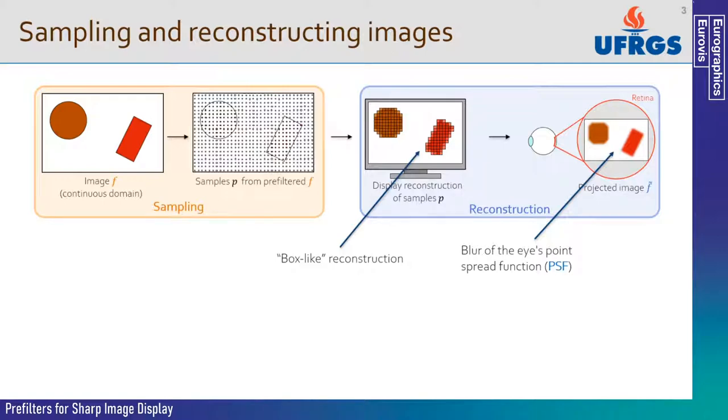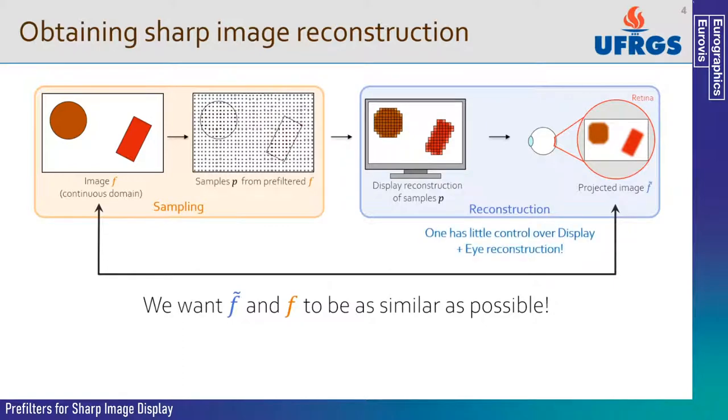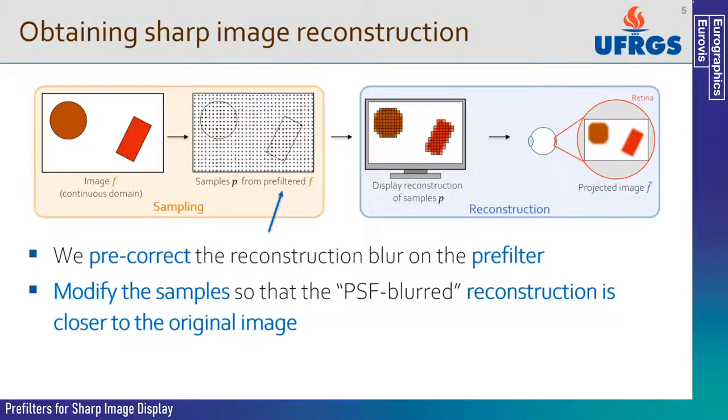Therefore, we could say that the final image we see is the result of pre-filtering a continuous image, followed by sampling, and then reconstruction using blurred boxes. How can we guarantee that the reconstructed image on the retina is the closest we can get to the original one? Moreover, how can we guarantee this given that we have little control of the shape of the display pixels, and even less of the point spread function of the eye? The answer is that the pre-filter should pre-correct for the blur which will happen in the display and eye reconstruction. More specifically, we want to modify the samples so that the PSF blurred display reconstruction is as close as possible to the original image.